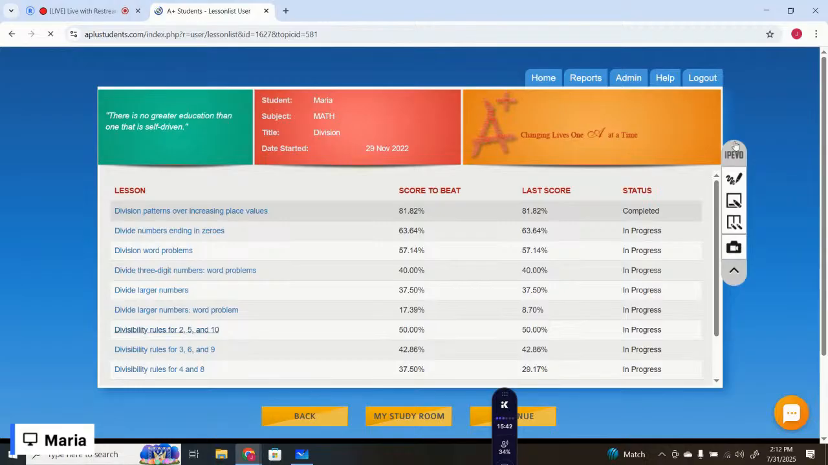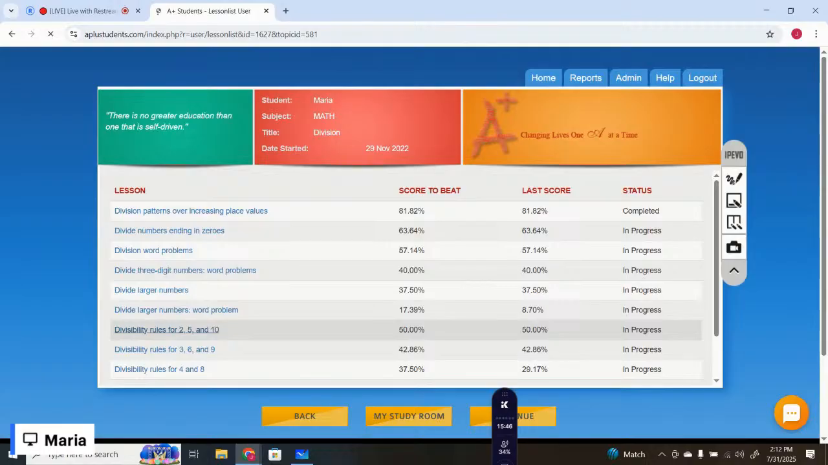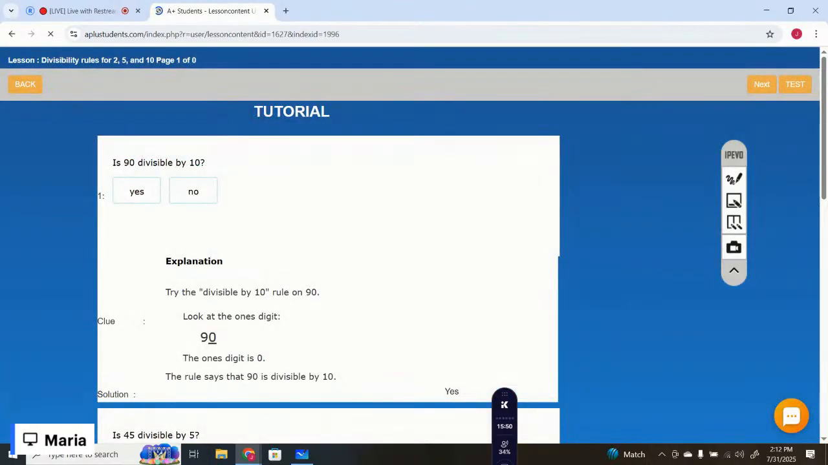The next lesson is divisibility rules for 2, 5, and 10. Is 90 divisible by 10? So we need to see the divisibility rule for 10. The divisibility rule for 10 is the ones digit must be 0. If the ones digit is 0, that means the number is divisible by 10. Let's click on the test button.